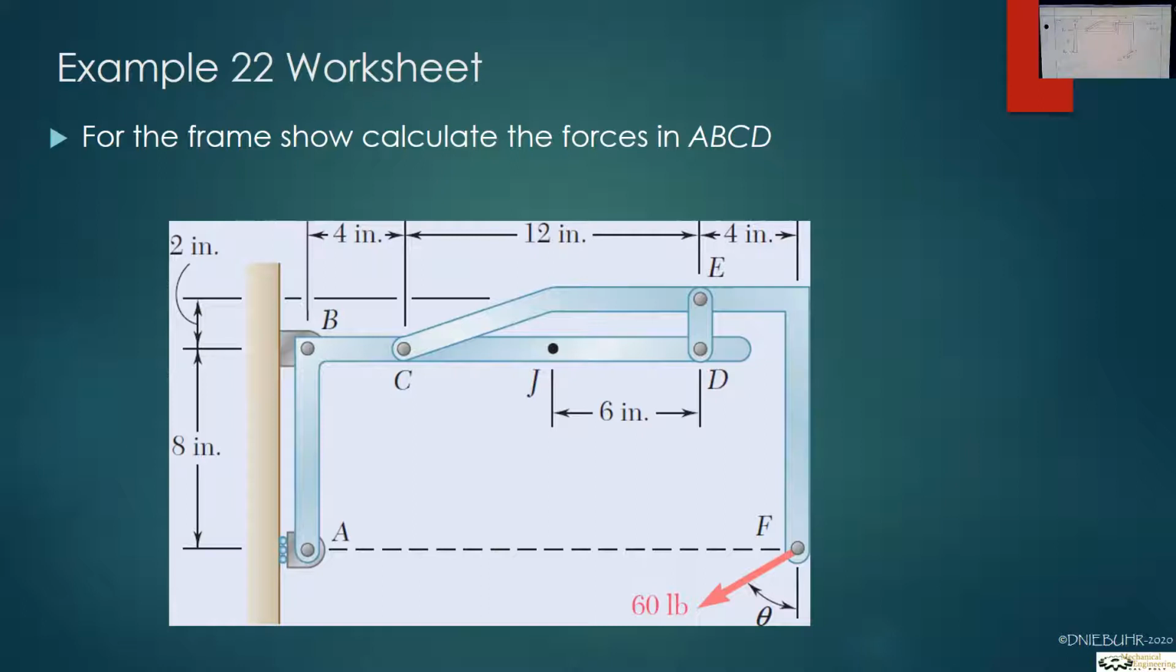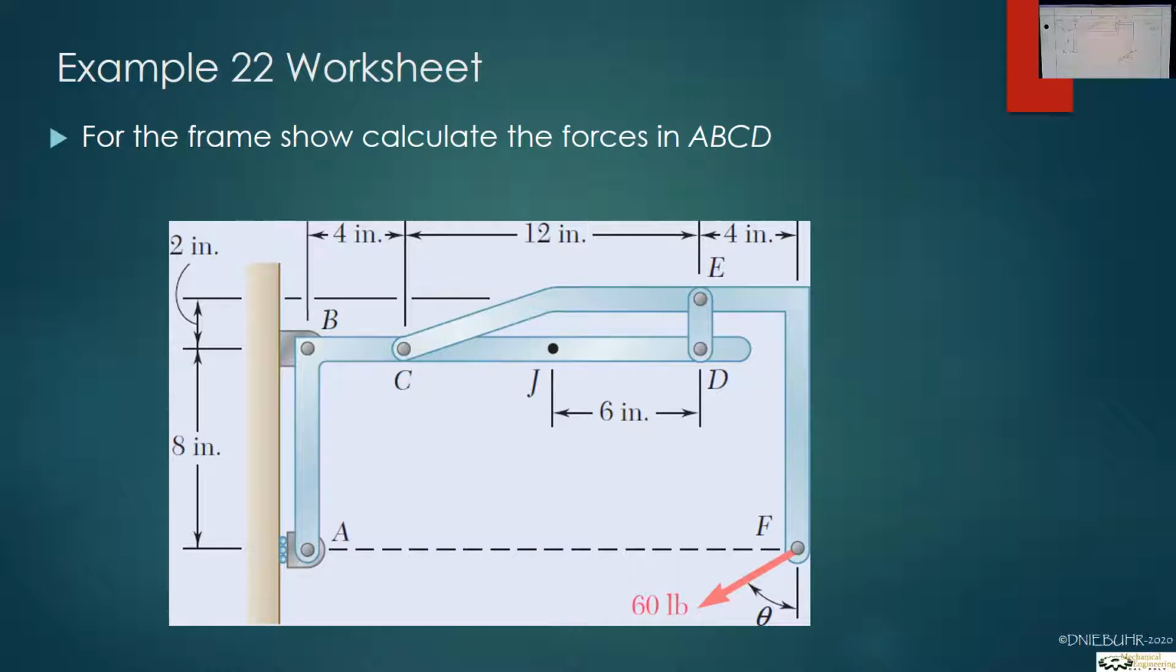Now we have this member ABCD, and then there's another member CEF attached to it, and ED is a two-force member. The dot in the middle, don't worry about. It's for a different problem. But you're given all the dimensions, and we know that theta, which I didn't write in here, I apologize, is 60 degrees.